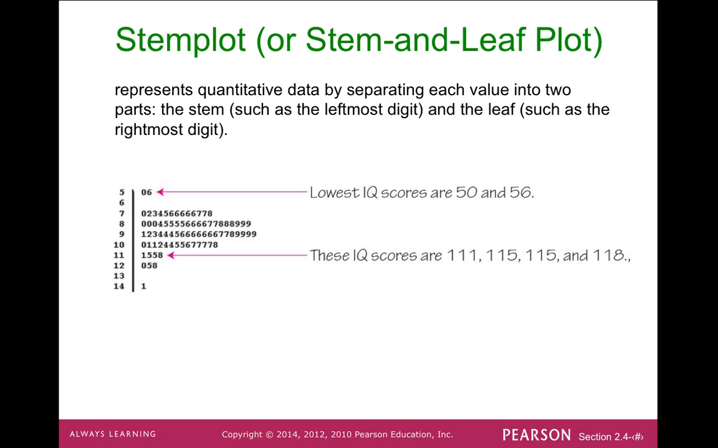Another type of graph, another one that is not one of my personal favorites to use, but is worth introducing to you, is called a stem plot or a stem and leaf plot. What this is, it represents quantitative data, so numerical data, by separating each value into 2 parts, a stem and then a leaf. Basically how you read this is that the lowest IQ scores are 50, and 56. And in contrast, the highest score is 141.